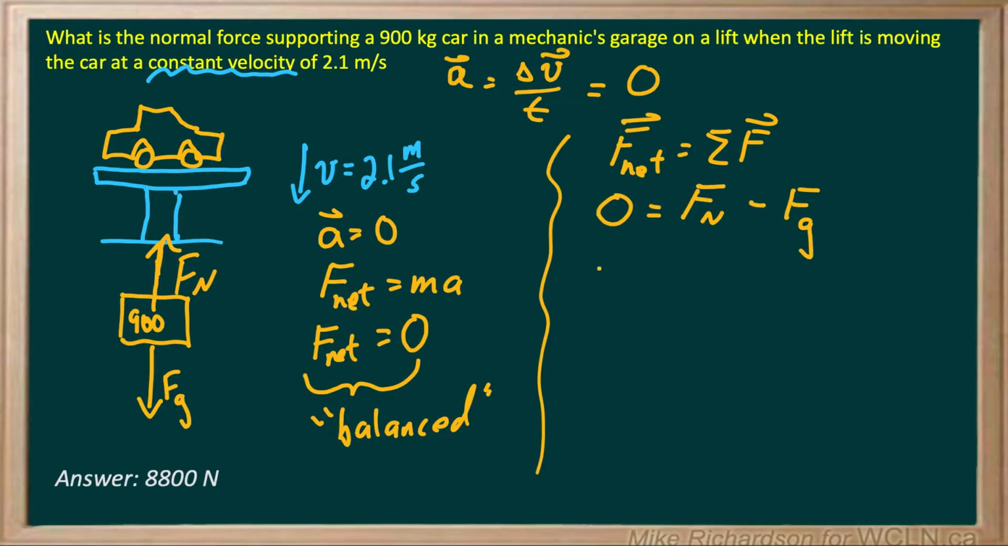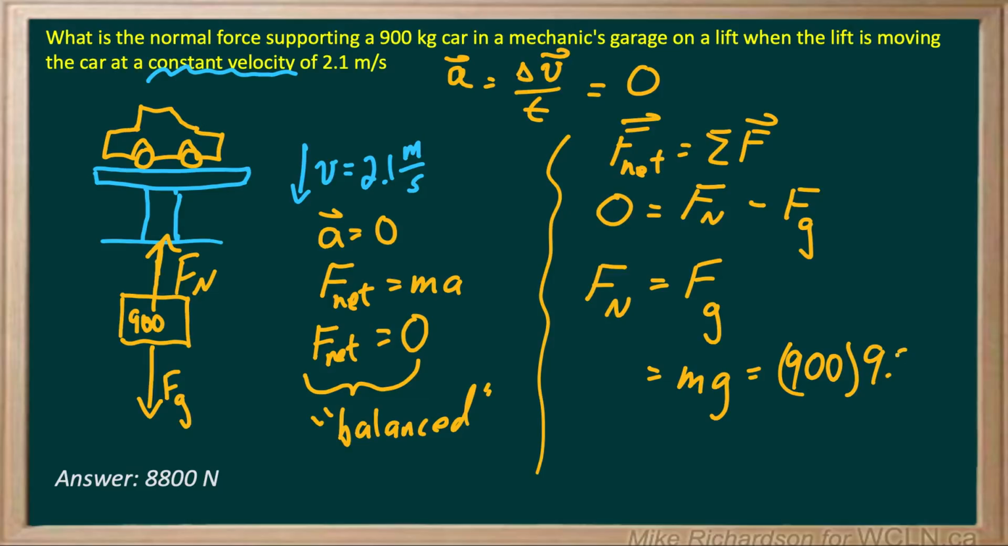And you can see right away that my normal force when I add Fg to both sides will be equivalent to Fg. So my normal force is just mg, which is 900 times 9.8 meters per second squared, which is 8,800 newtons.